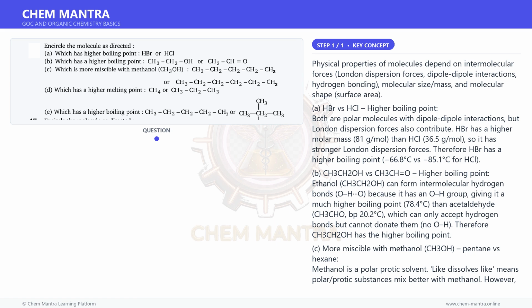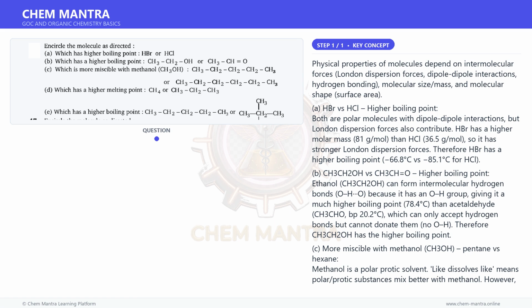B. CH3CH2OH versus CH3CH=O, higher boiling point. Ethanol, CH3CH2OH, can form intermolecular hydrogen bonds. Because it has an OH group, it has a much higher boiling point, 78.4 degrees Celsius, than acetaldehyde, CH3CHO, boiling point 20.2 degrees Celsius, which can only accept hydrogen bonds but cannot donate them, no OH. Therefore, CH3CH2OH has the higher boiling point.